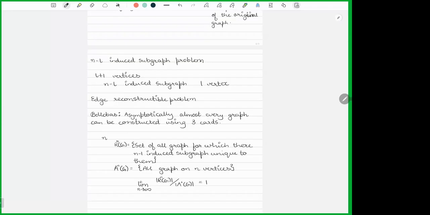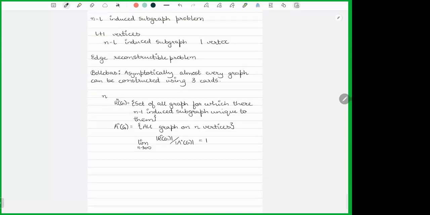So what does that mean? It means that if I take a graph on a very large number of vertices and look at its n minus 1 induced subgraphs, there is a very high chance that there would be three cards, and using only those three cards, you would be able to construct the original graph. You don't need any information regarding the other n minus 3 cards. So these three cards would be unique to that particular graph. This is a very powerful result. You are constructing the original graph using only three cards, right? Yes.